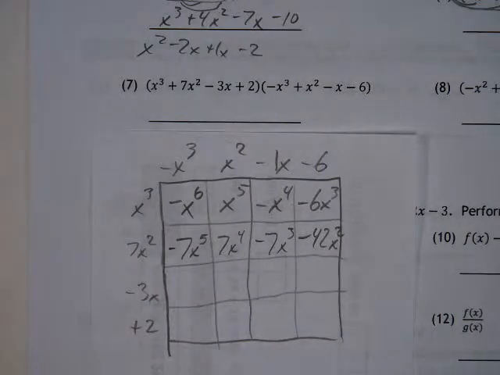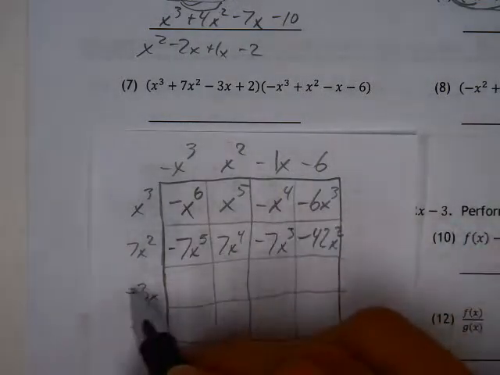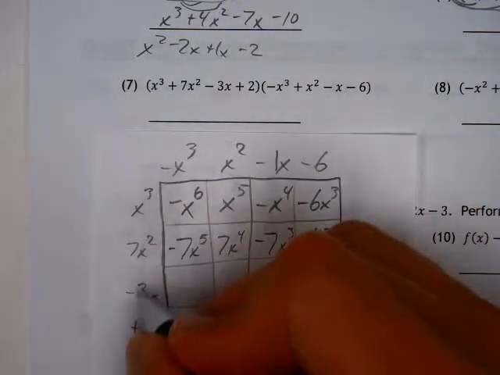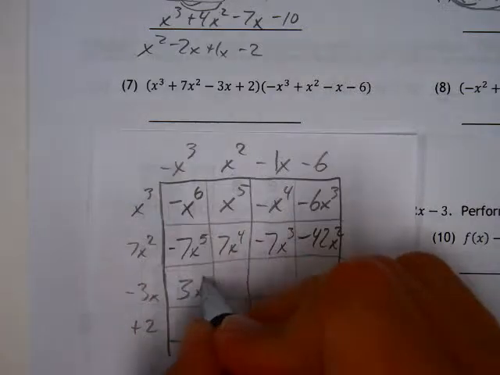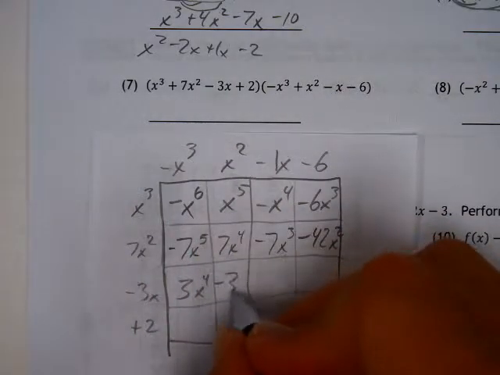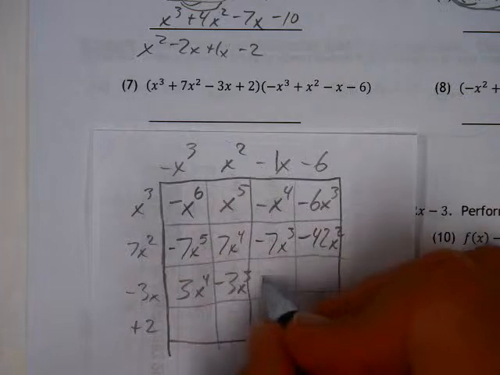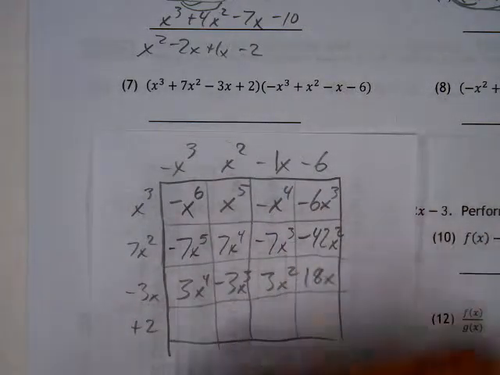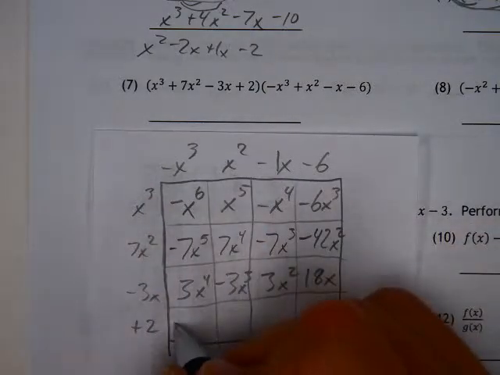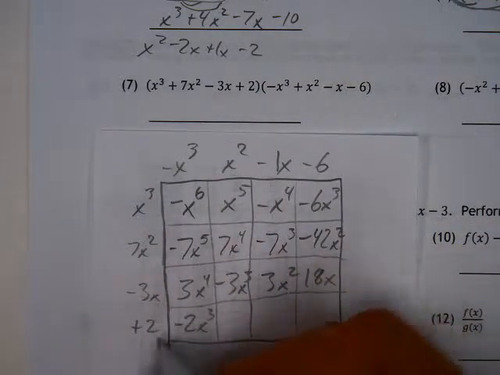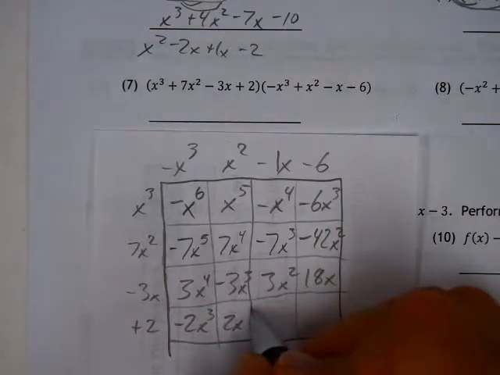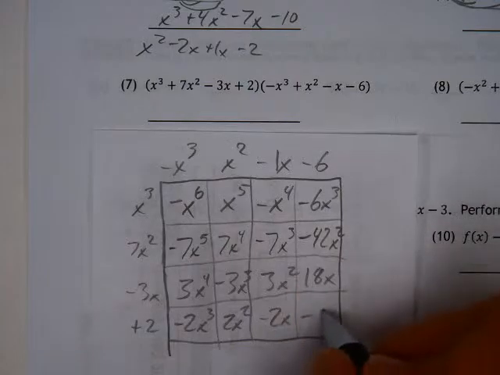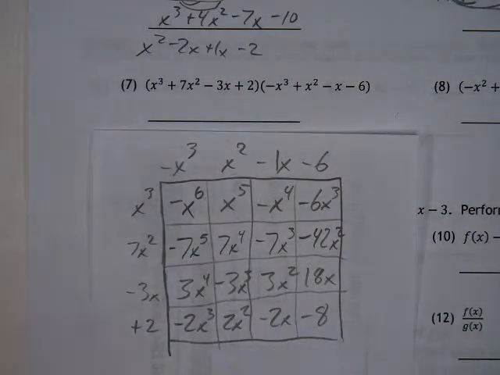Now, eventually I'll point out some patterns here, but we'll just keep going with what we're doing. This becomes a positive. Please keep track of those signs. A negative times a negative is a positive. This would be 3x to the 4th. This is a negative 3x to the 3rd. This is a positive 3x squared, a positive 18x. And lastly, the constant distributing here, we have a negative 2x cubed, a positive 2x squared, a negative 2x, and a negative 8. So, as I said, there's 16 terms.